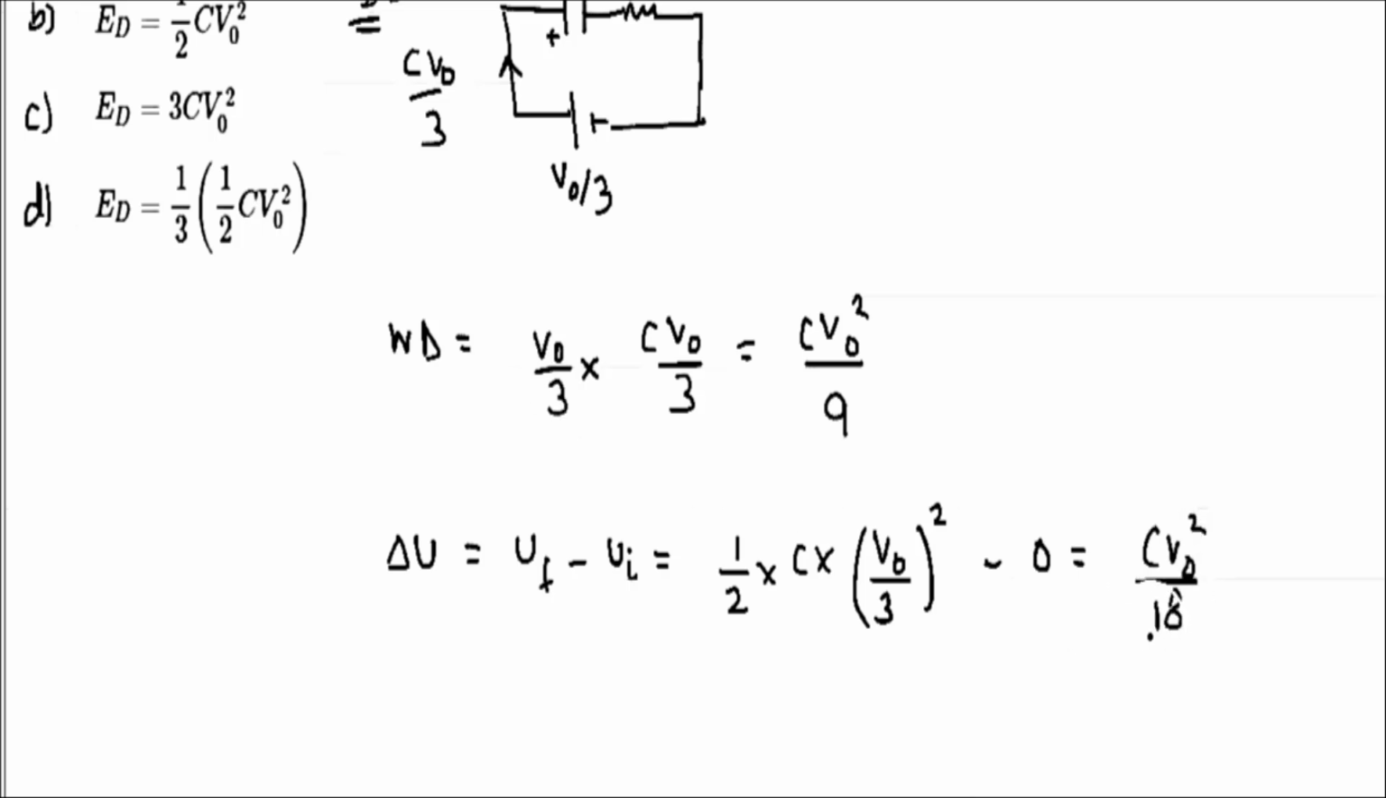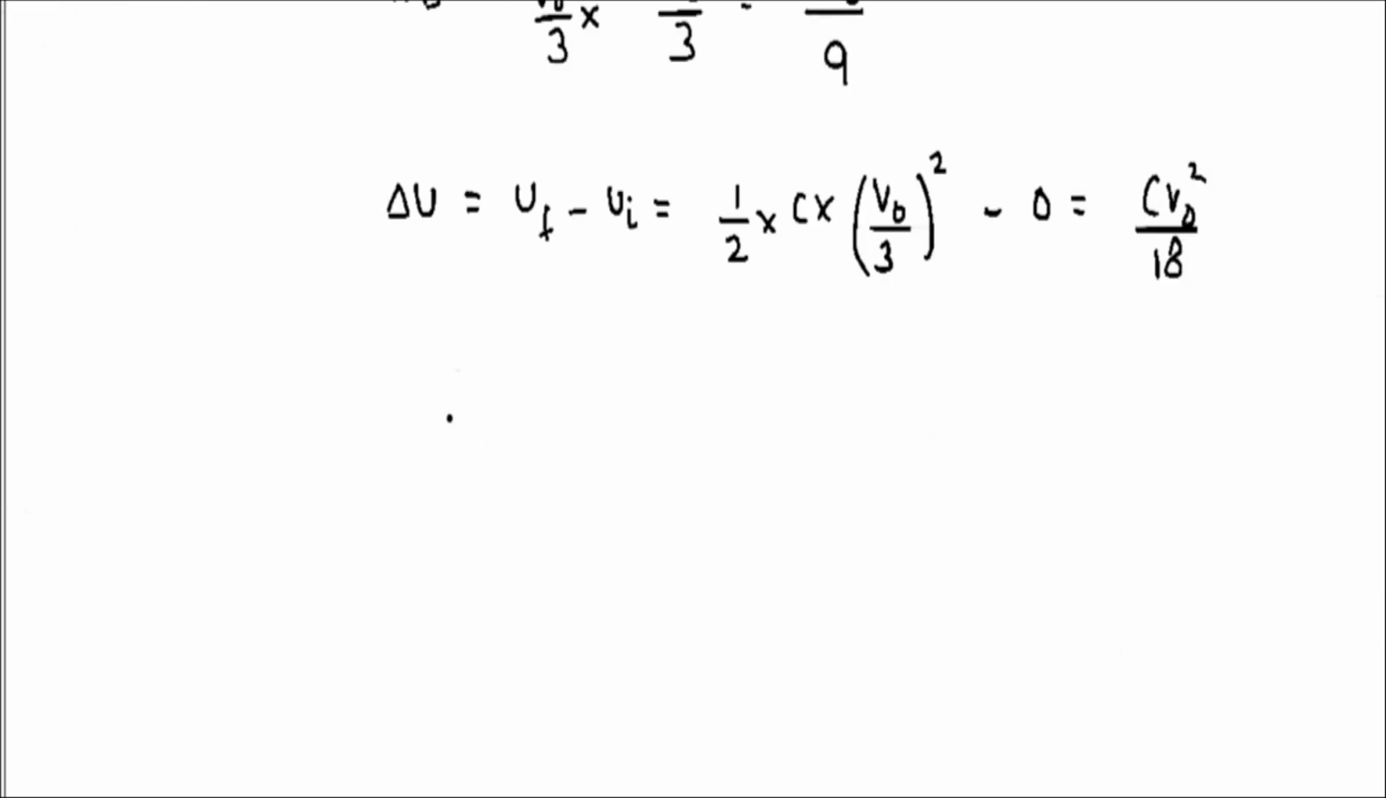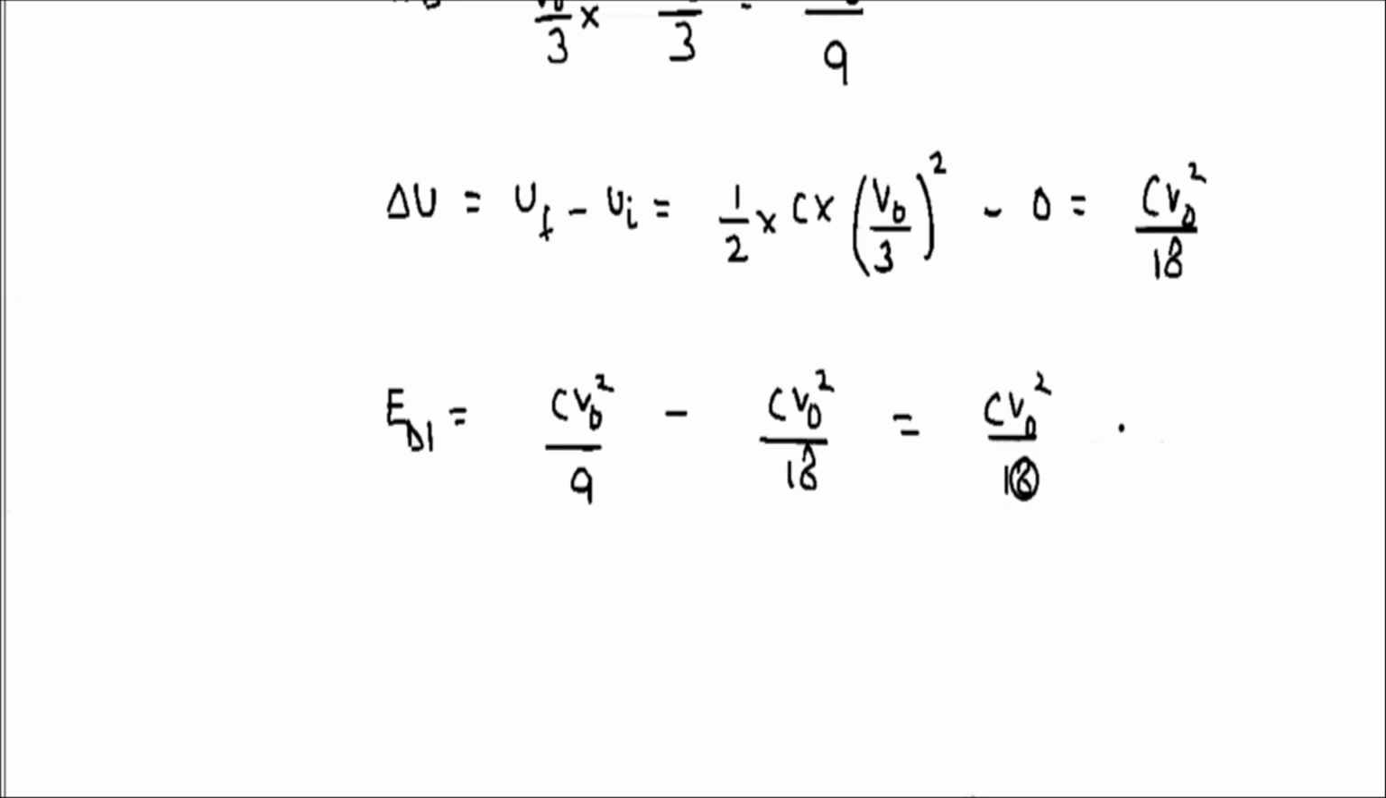This is the work done by the battery, and this is the energy which is stored in the capacitor. So these are not equal. That means there is some portion of energy which is dissipated. If we subtract these two things, we will get the energy which is dissipated in the resistor. We call this value D1. So it would be C V naught square by 9, which is supplied by the battery, minus C V naught square divided by 18. So this value would be C V naught square divided by 18.